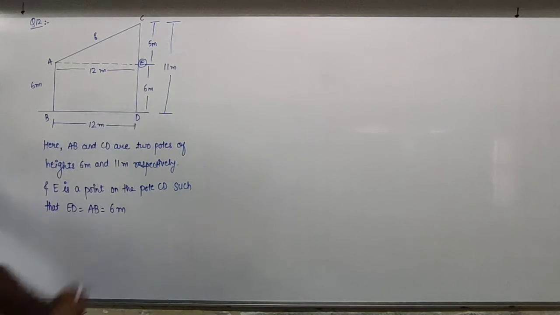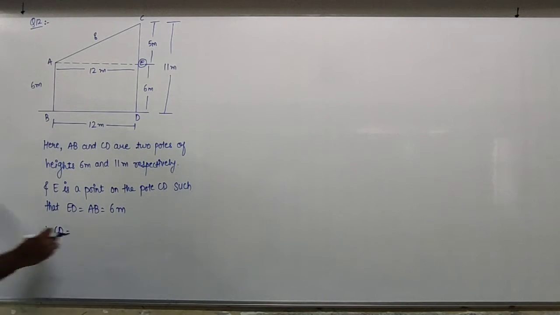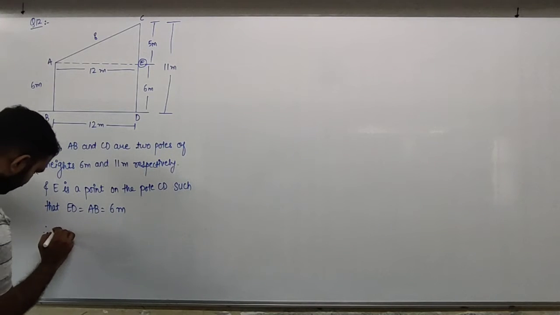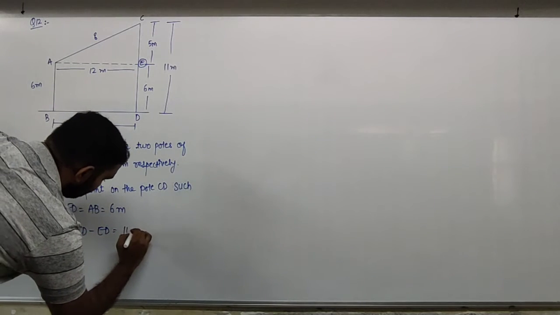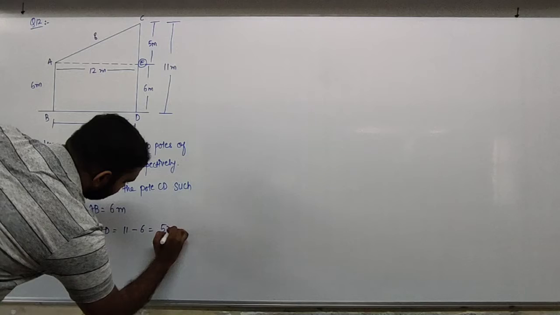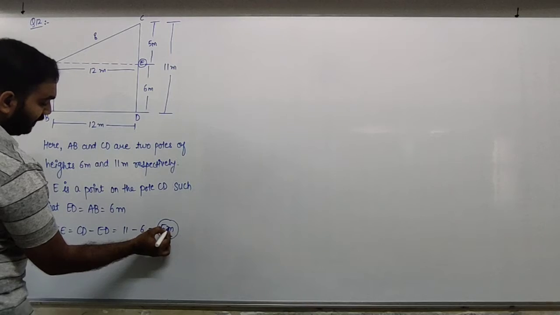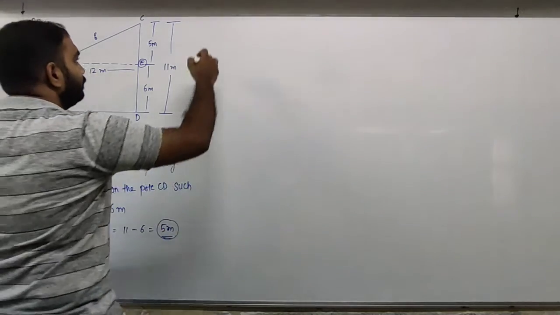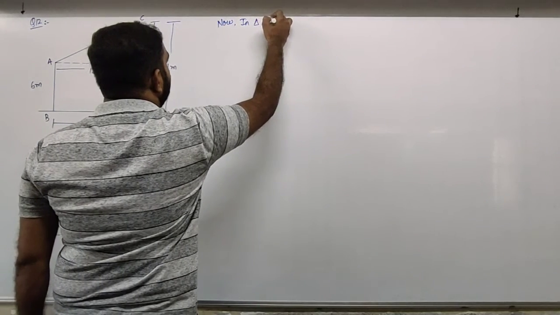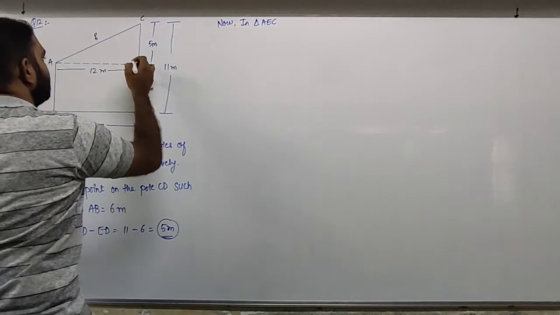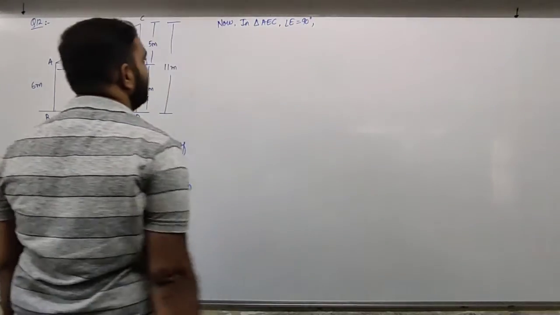तो अपन एक ED की वैल्यू 6 मीटर मिल गई ना. Therefore CE is equals to CD minus ED, that is 11 minus 6, એટલે કે 5 મીટર. એટલે ઉપરની વેલ્યુ CE 5 મીટર થશે. Right? Now in triangle AEC, angle E is equals to 90 degree.